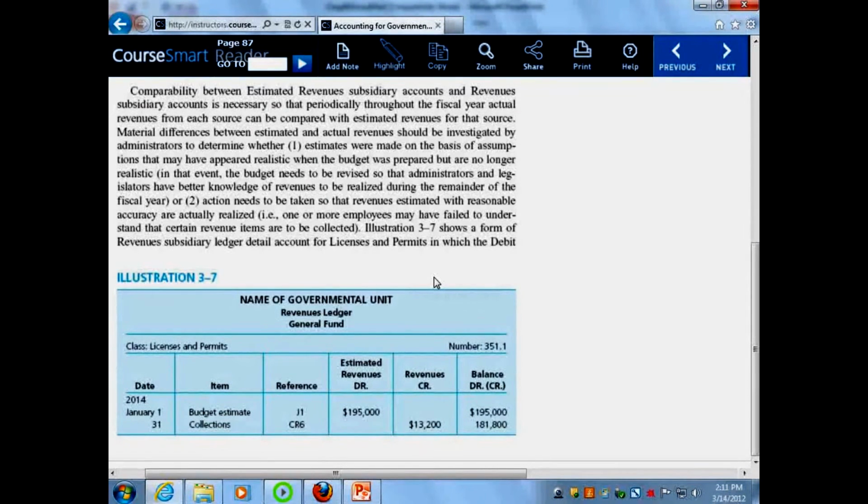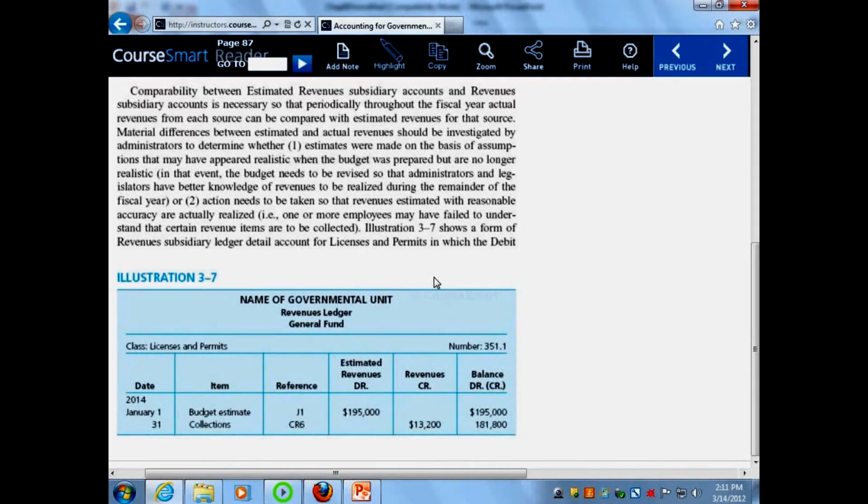Okay, just take a quick look at this at the bottom. And this is using that model. This is from a revenue ledger. First of all, what do you see? Once the budget was adopted in the revenue ledger, there was an entry made, a debit entry for estimated revenue of $195,000. As the collections come in, the account is credited with real revenue.